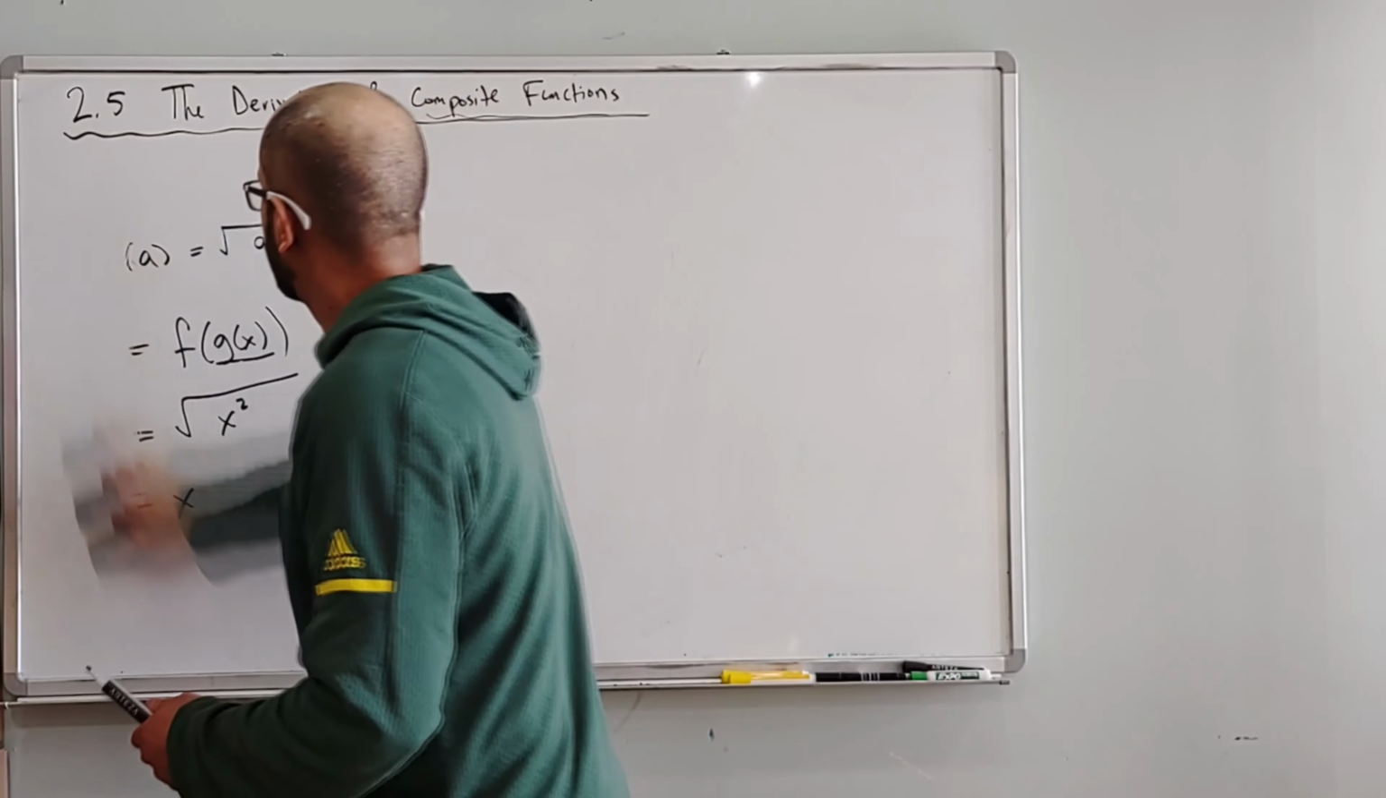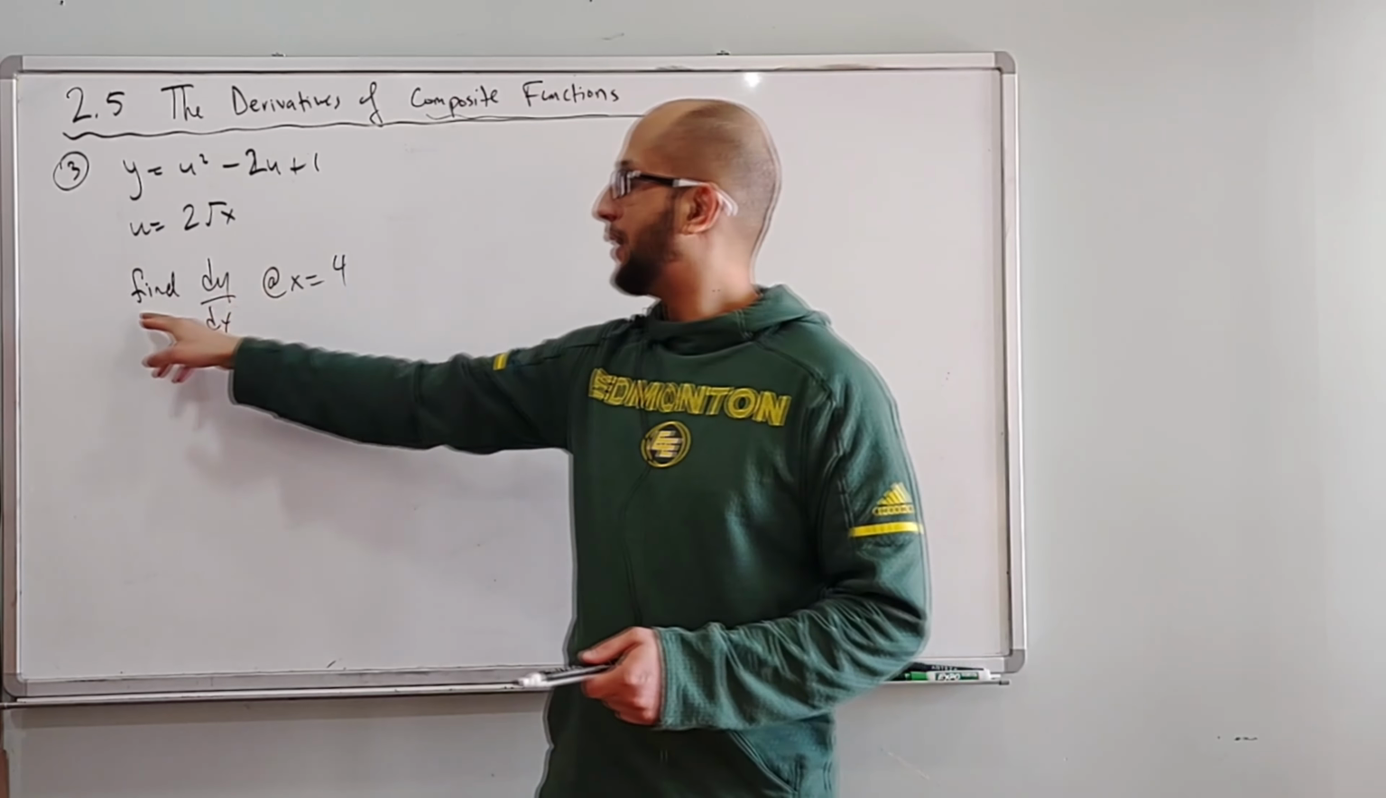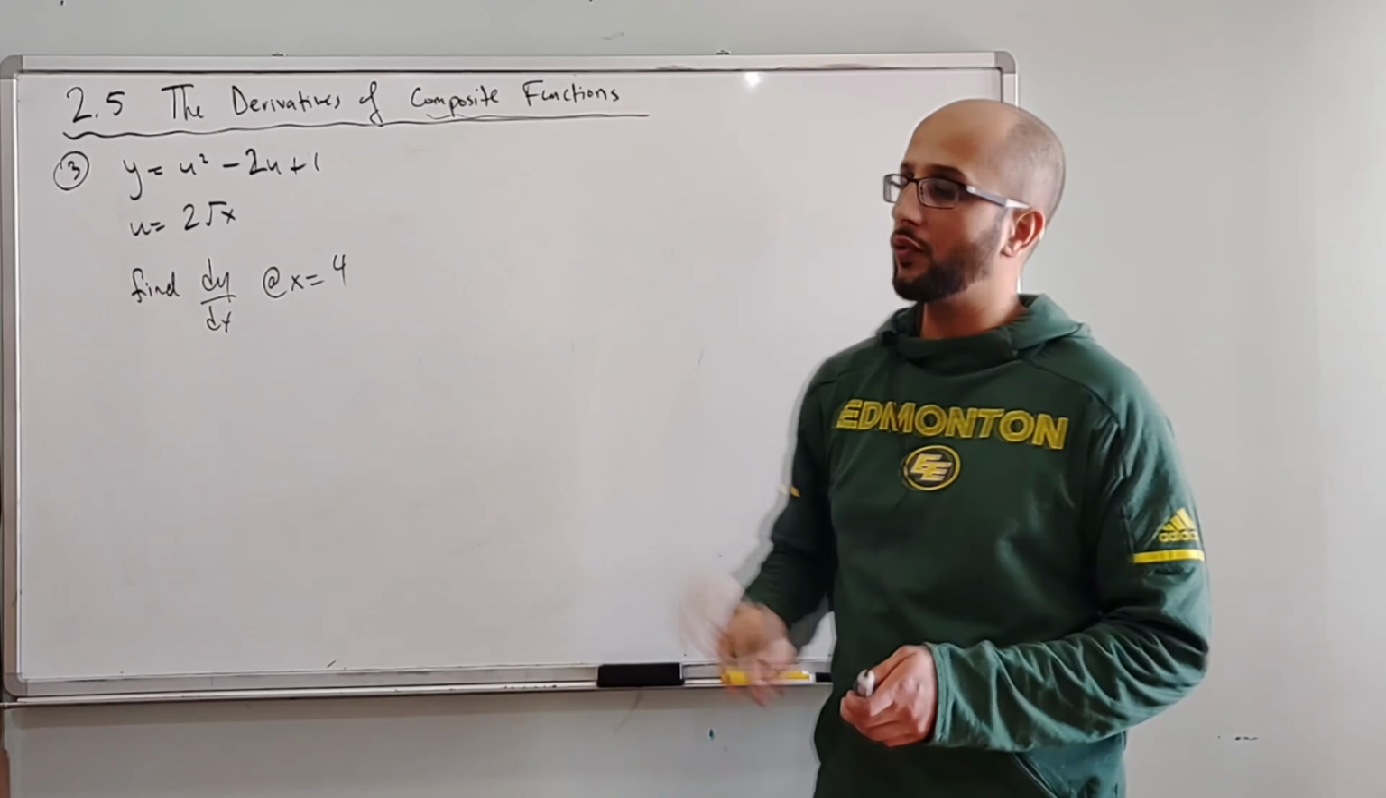We're given that y is equal to u squared minus 2u plus 1, and u is equal to 2 times the square root of x. We have to find dy over dx at x equals 4. There are ways to do this. We can just plug u into here, but that's not really using the chain rule. That's not using Leibniz notation.